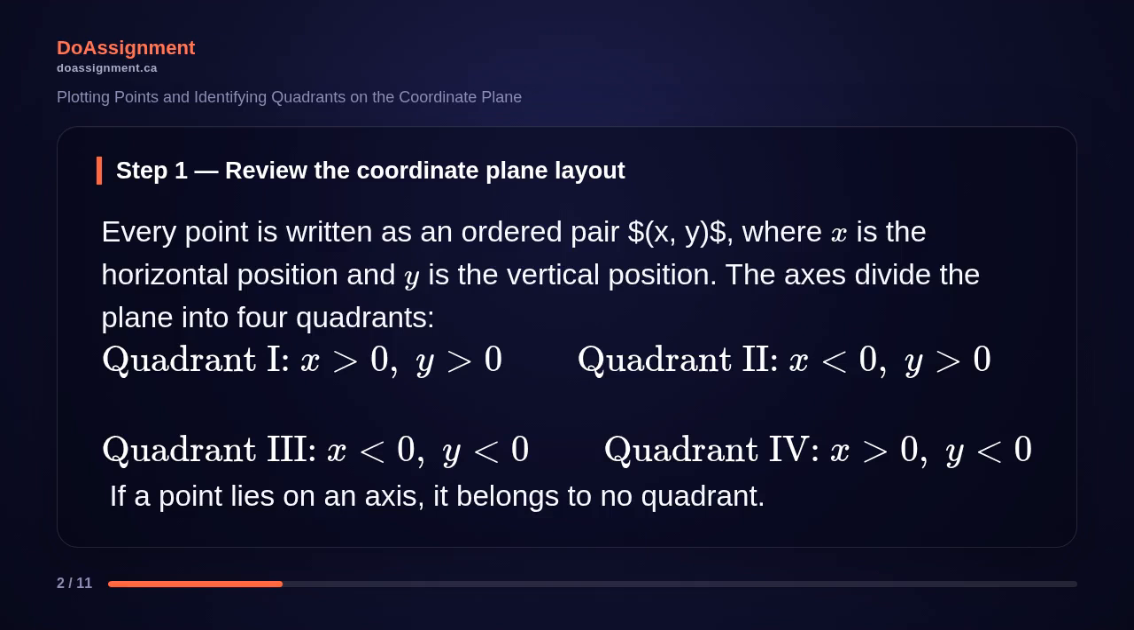Every point is written as an ordered pair x, y. The x value tells us how far to move left or right, and the y value tells us how far to move up or down. The two axes divide the plane into 4 quadrants. Quadrant 1 is upper right, Quadrant 2 is upper left, Quadrant 3 is lower left, and Quadrant 4 is lower right. Any point sitting exactly on an axis does not belong to any quadrant.